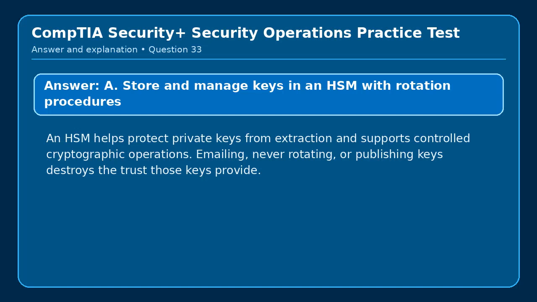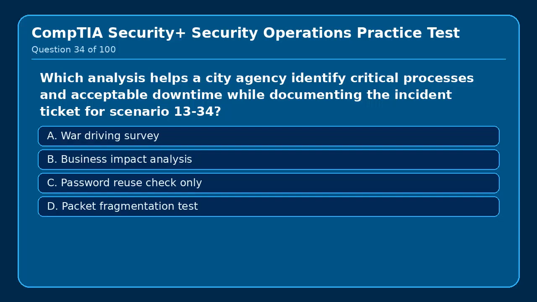Question 35. Which document should a research lab maintain to track identified risks, owners, likelihood, impact, and treatment plans as part of a risk reduction project for scenario 13 to 35? A. DHCP lease file only. B. Cable crimper. C. Wallpaper policy. D. Risk register. Take a moment to choose your answer.